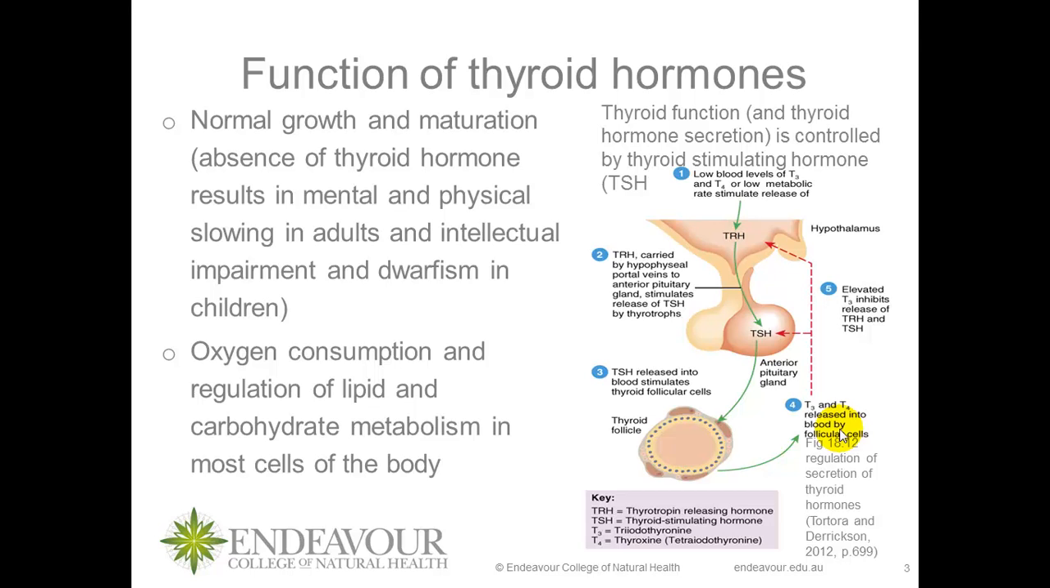So T3 is triiodothyronine, T4 is thyroxine, tetraiodothyronine. When you review the physiology, note that T3 is the more active of the two thyroid hormones, and so T4 is converted into T3 by deiodinase. To be more accurate, 5-deiodinase. We'll see that there's more than one enzyme and more than one form, and T3 is the active form.